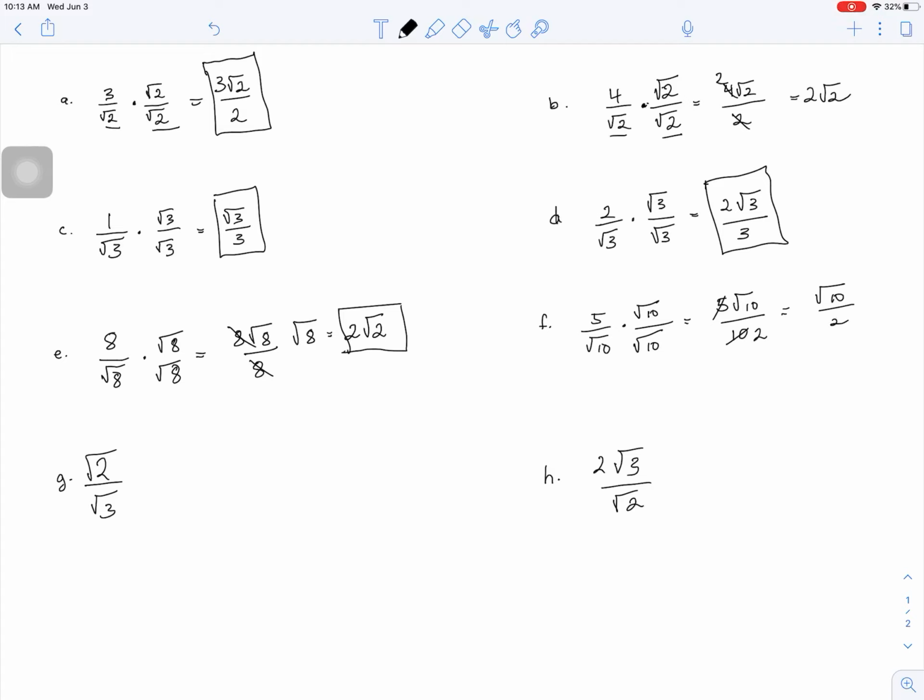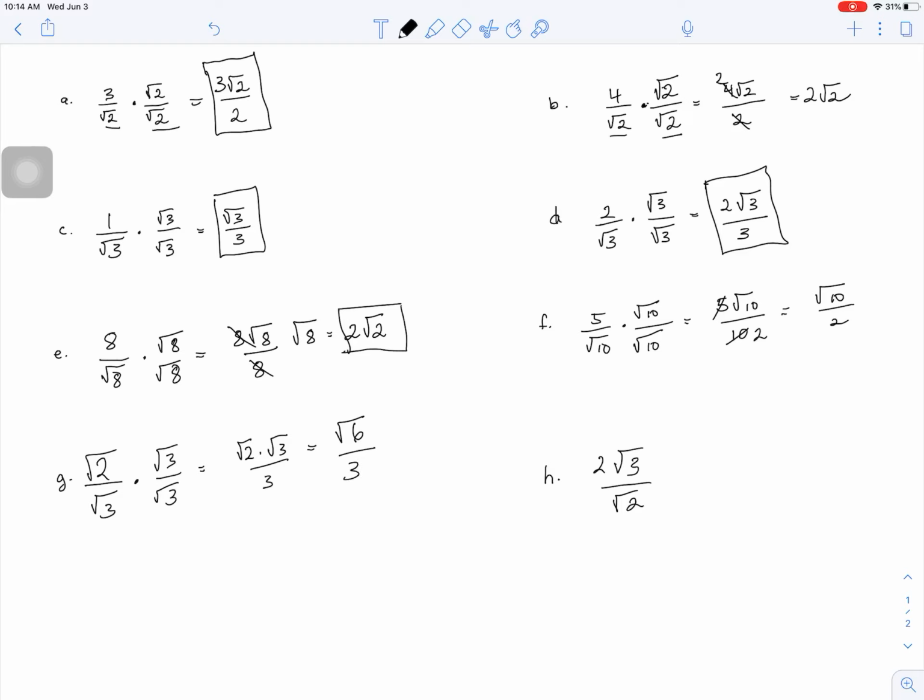G. Let's work our way through G. G is the square root of 2 over the square root of 3, so we multiply by the square root of 3 over the square root of 3 on the bottom as well. So we wind up with square root of 2 times the square root of 3 over 3. And that cannot be further reduced, so what we have to do is put these together. So we get the square root of 6 over 3.